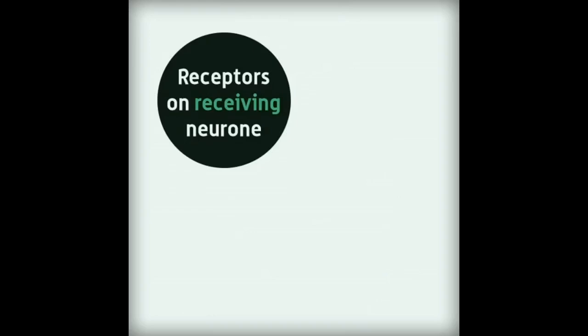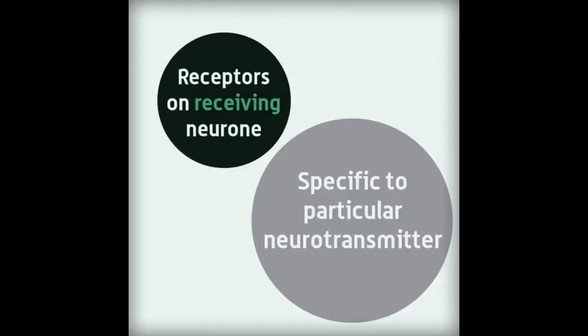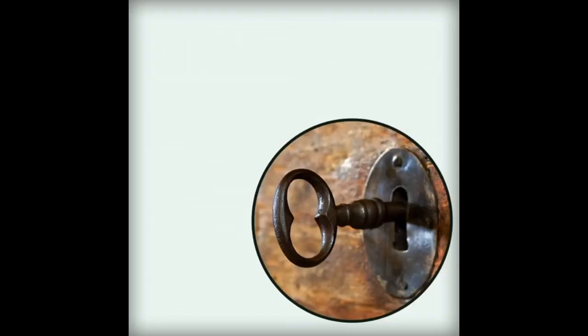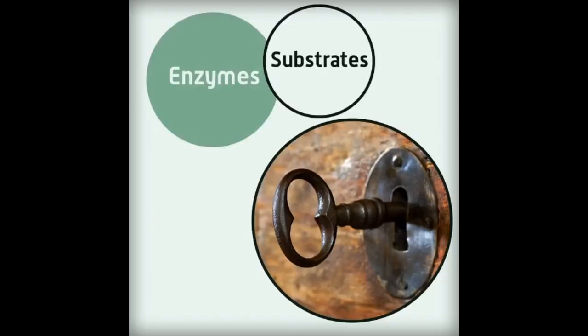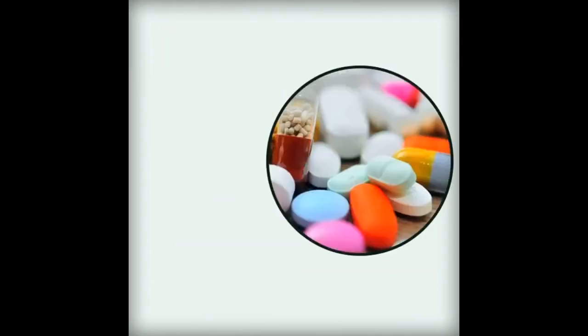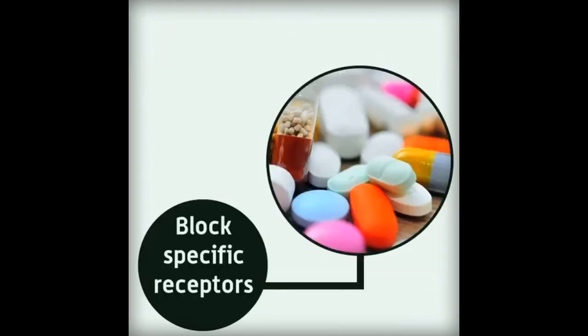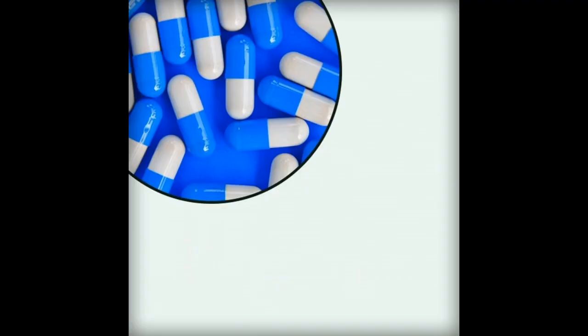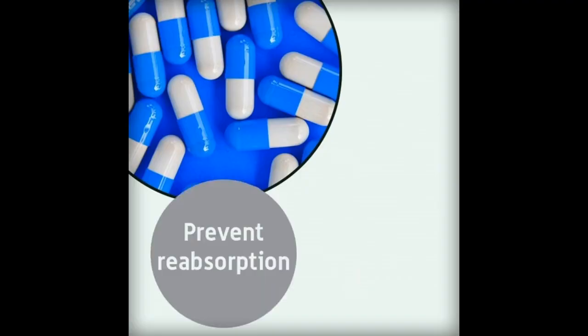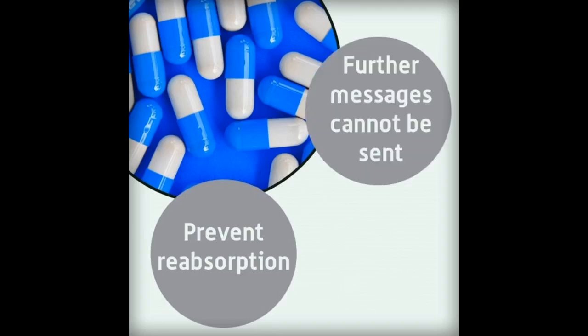Receptors on the receiving neuron are specific to a particular neurotransmitter. This is a bit like the lock and key hypothesis for enzymes and their substrates. It's possible to interfere with the process of neurotransmission at a synapse. Some drugs can block specific neurotransmitter receptors so that the signal from the originating neuron is not passed on. In some cases, this can cause death. There are also drugs that can prevent reabsorption of the neurotransmitter into the originating neuron. This means further messages cannot be sent.